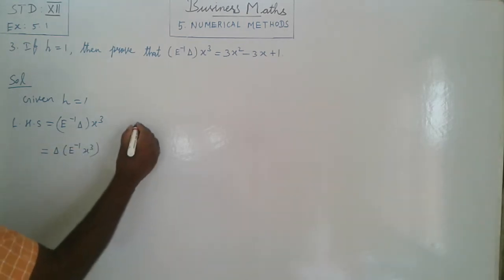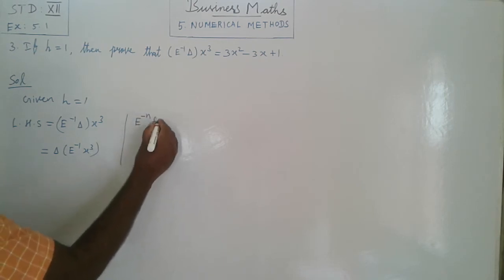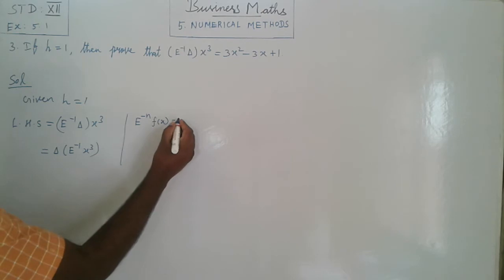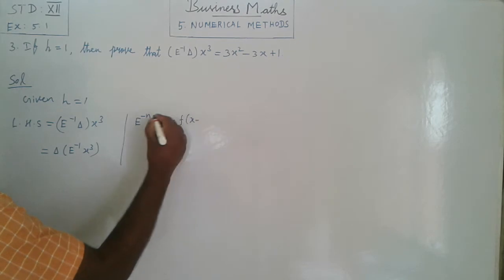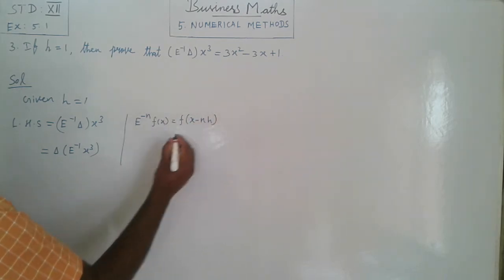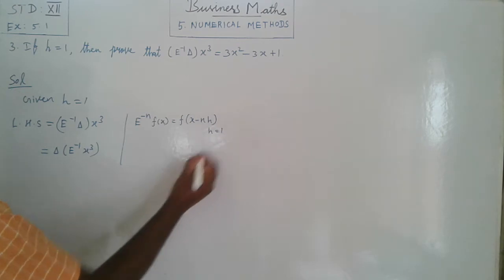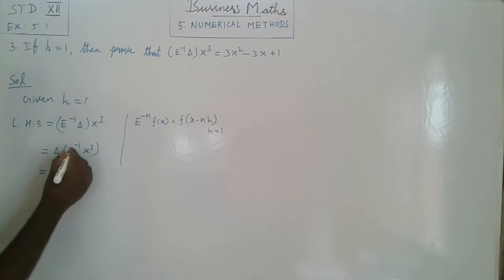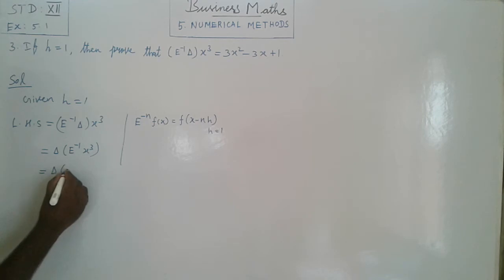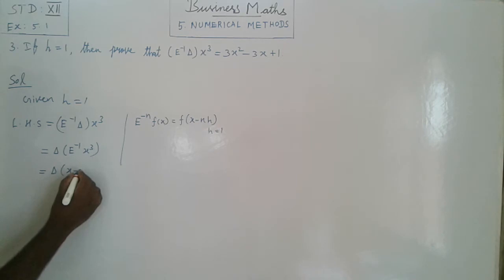So the e power minus n formula is e power minus n f of x equal to f of x minus nh. Here h equal to 1. Substitute then: delta into e power minus 1 x cube is x cube, x power, x minus n is 1, so 1 into h, whole cube.